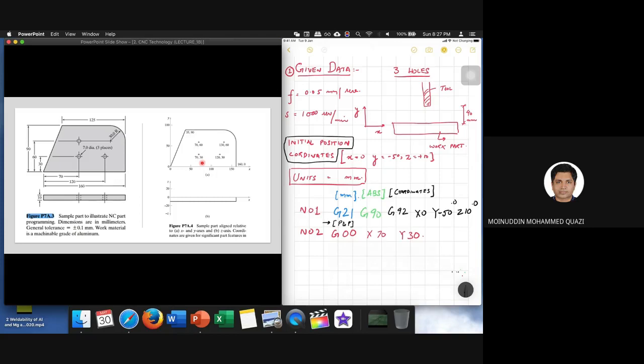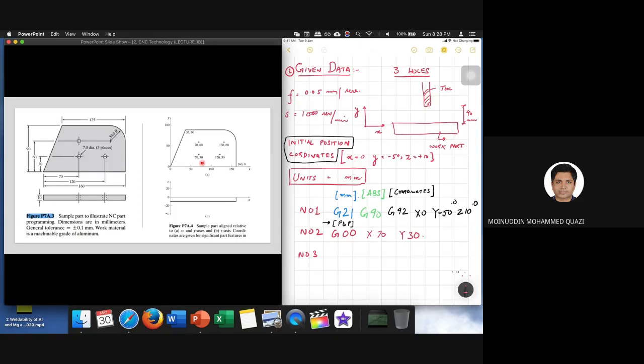Now my tool is right above the hole. Let's start the spindle. Let's specify the feed unit. Let's specify the feed rate, and then tell the tool to move downwards and start drilling. In order to do that, let's go to sentence number 3. N03. Now when I go to sentence number 3, I have to do G01 linear interpolation. Then we have G95.